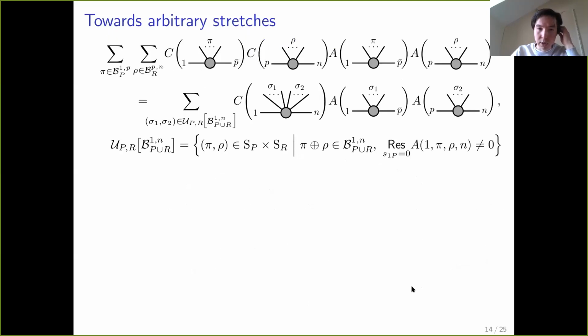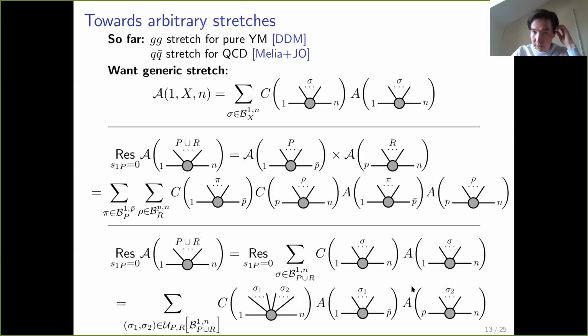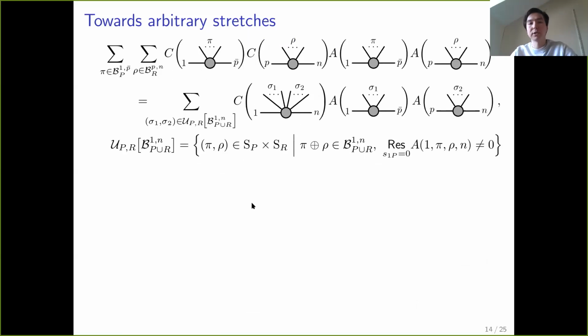And so I can equate these 2 ways of approaching the residue, and I get this equation where this operation UPR is some operation that basically tells me that some of the ordered amplitudes have a 0 residue on this pole just because the ordering constrains residues, and some of them won't, and I only pick those that have a non-zero residue.